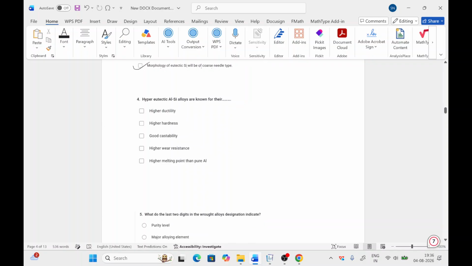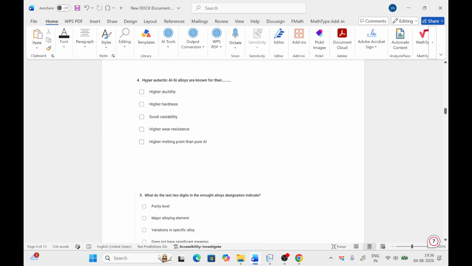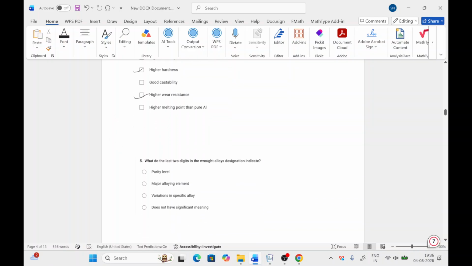Fourth question: hypereutectic aluminum silicon alloys are known for their higher hardness. Hardness will be high. The silicon particles will improve the wear resistance, so higher wear resistance. So B and D is the correct answer.